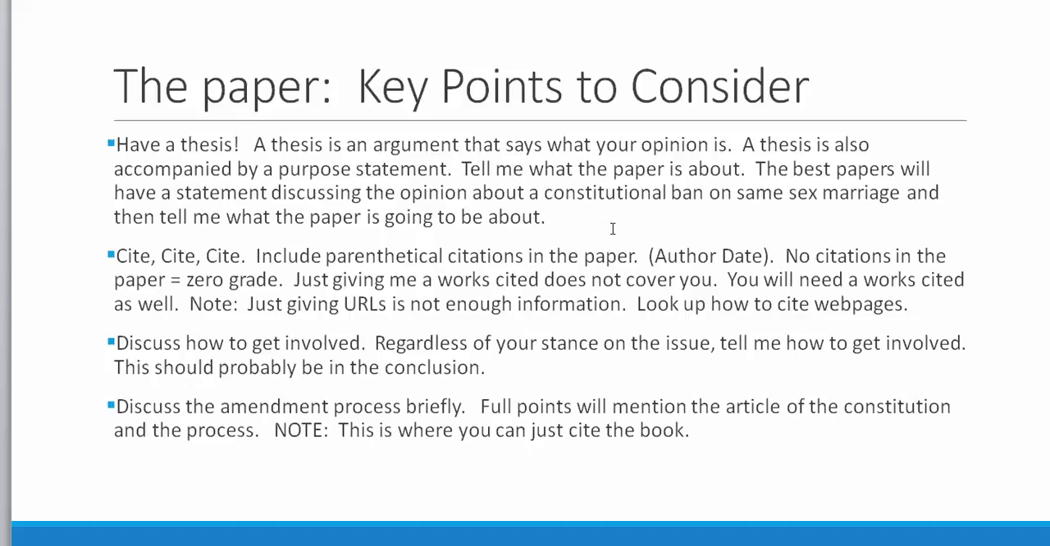The other parts are to discuss the amendment process briefly. This is where you can cite the book to deal with that part of the assignment. Just cite Harrison et al. 2015, and you should be covered there. The other thing is you need to discuss how to get involved. This might be your last part of the paper or your conclusion. Part of this paper, or at least this class, is to consider how you might get involved if you really care about this issue. Some of you may not care about this issue at all, and that's completely okay. This is probably the last time political science is doing this type of paper. But if somebody was interested in getting involved, how would they do it?